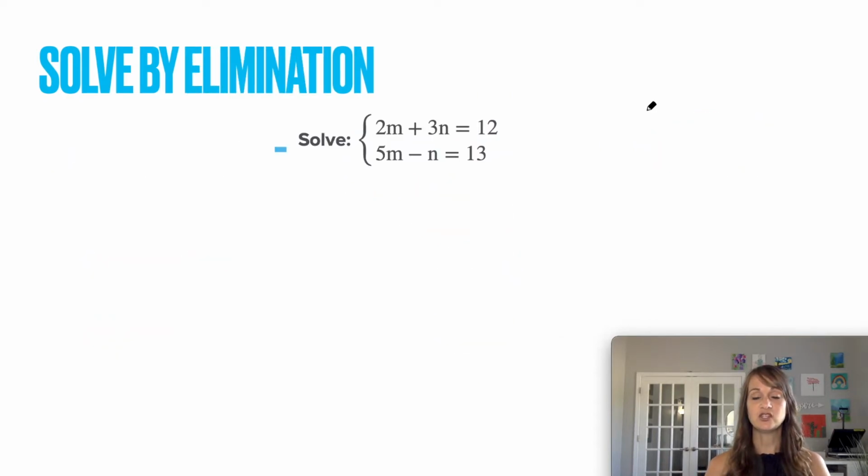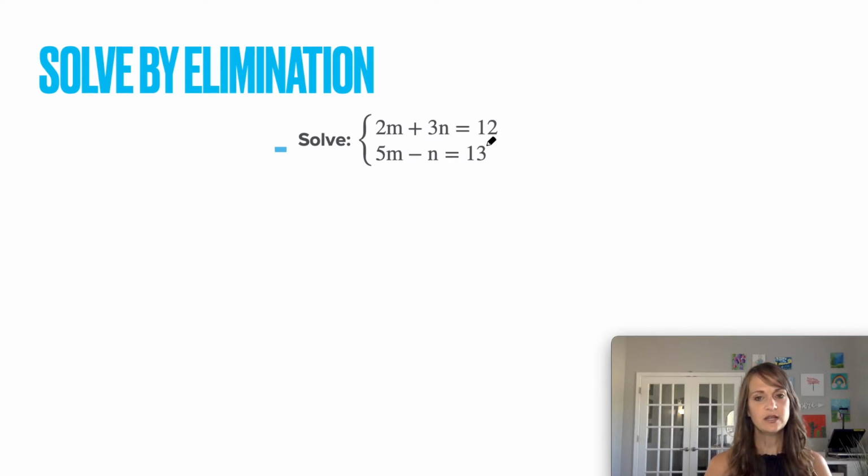Next, elimination. Now, elimination is, again, exactly what it says. Substitution meant that you were substituting an expression in. Elimination means you are actually eliminating one of the variables. So in this case, we have 2m plus 3n equals 12, and 5m minus n equals 13. We want to eliminate. Now, there's a couple of things you need to understand for elimination.